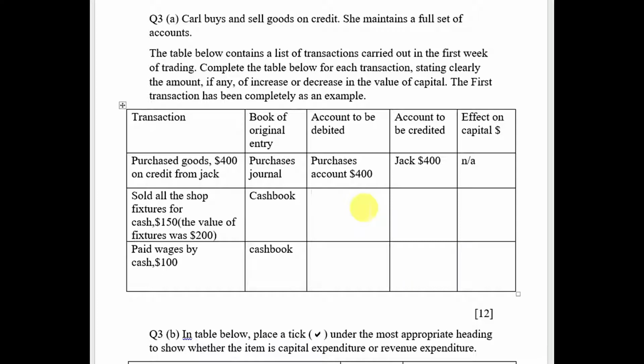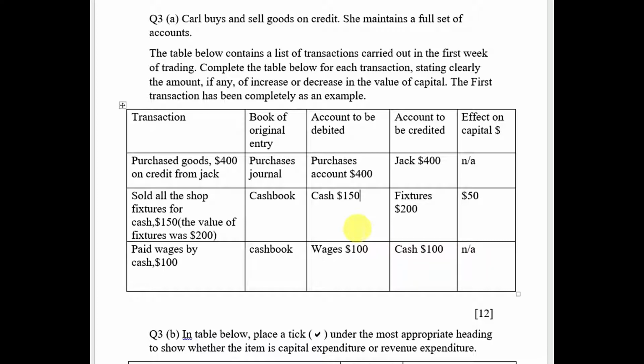Sold all the shop fixtures for cash, so account to be debited. Cash is coming into the business, so cash 150. What is going out of the business? Fixtures are going out, so the value of fixtures was 200. So now here we will write down $50. Now last, paid wages by cash. We will write down wages account because it's an expense, so we will debit the wages account, and then we will credit cash $100, and there is no effect on this.